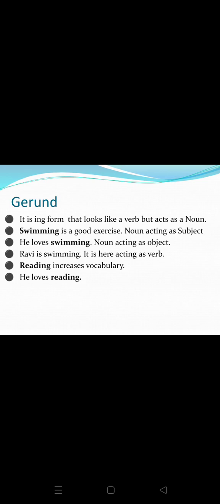So, reading increases vocabulary. Reading over here is acting as a gerund. So, this is something about gerund. There is a small exercise which you can do with me. Let's try it. Now, identify gerund and main verb.